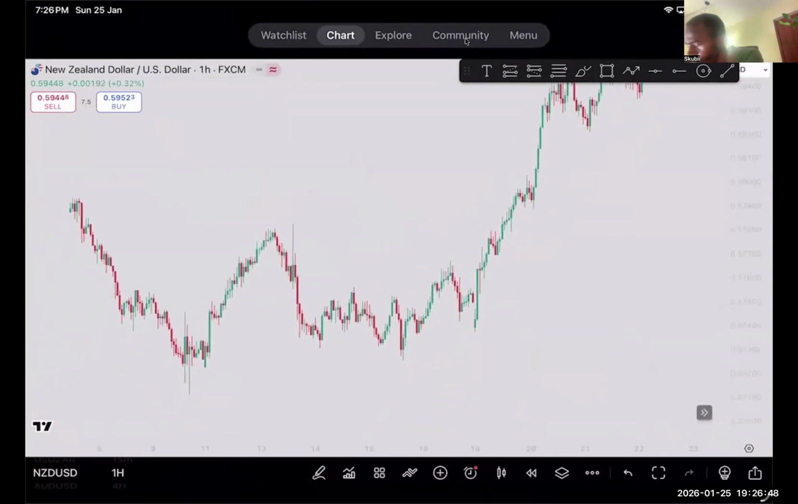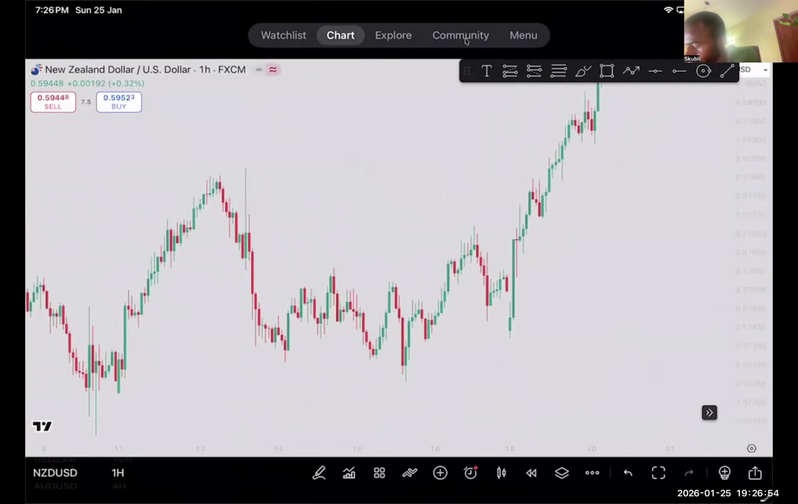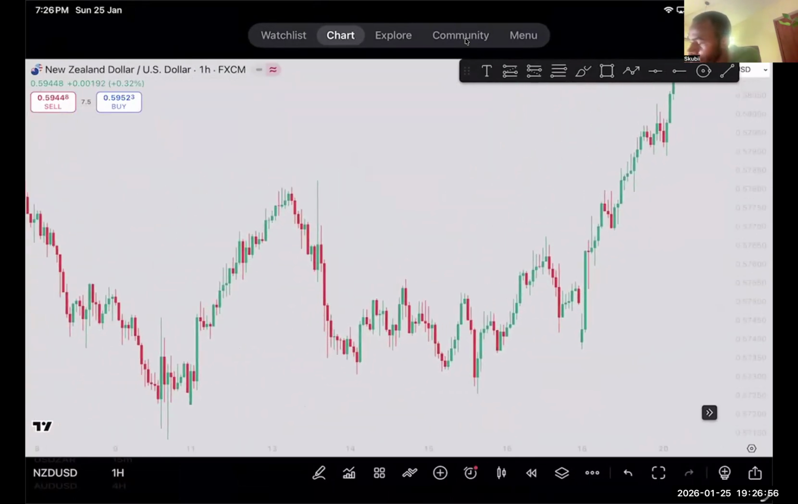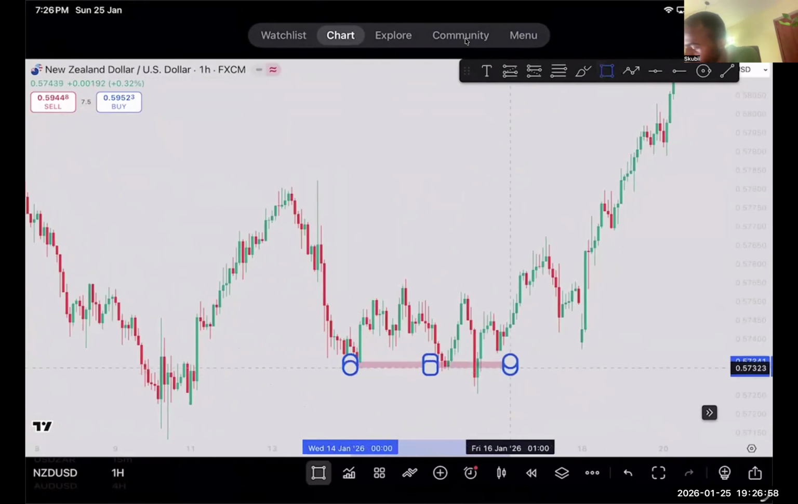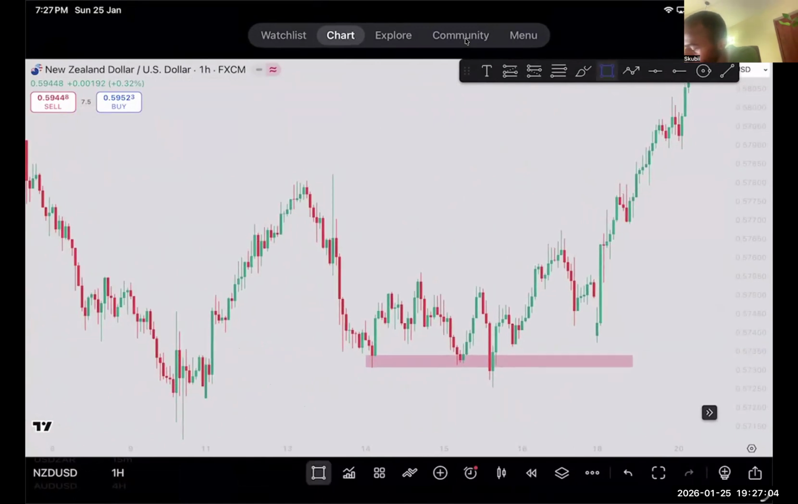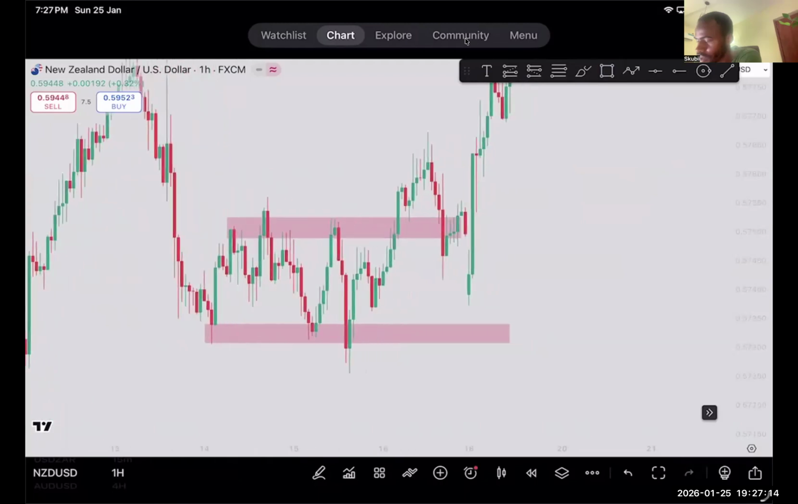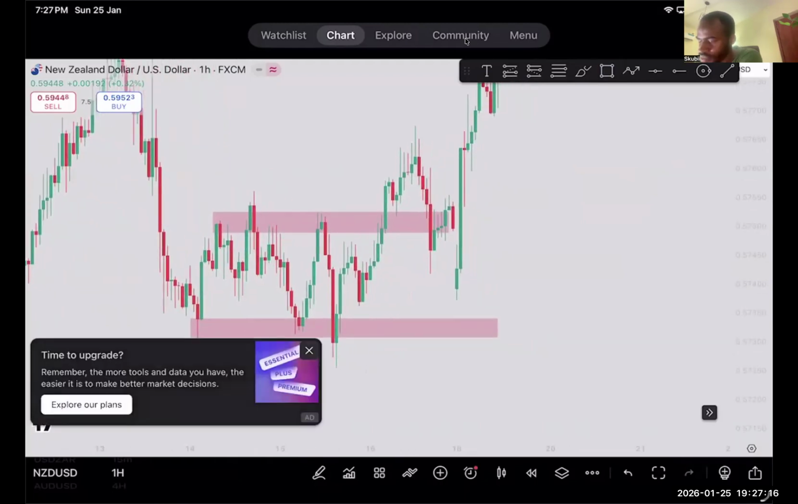So, if we look at this place here, to a certain level, we had a range here. If you look from this low here, price did not really break below. And then as price created this high here, price did not really break above until around here like this. Now, let me screenshot this. This is a nice range.